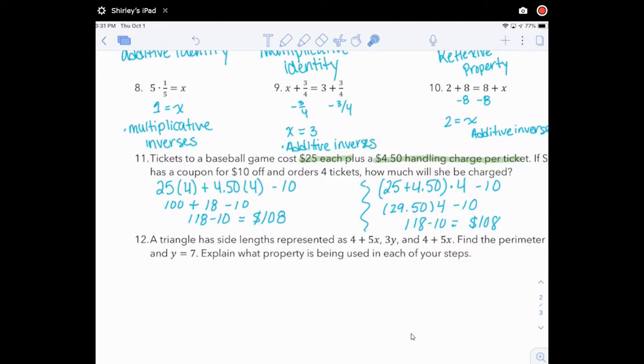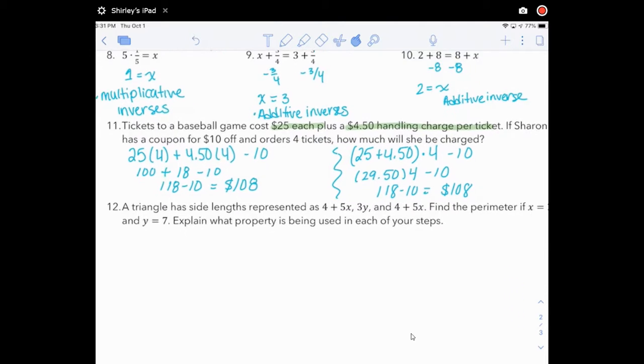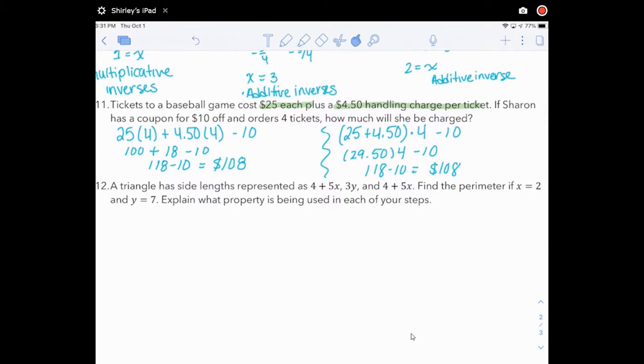Finally, we have question 12. We are going to write an expression, substitute some terms in, and find a final answer. So we have that a triangle has side lengths represented as 4 plus 5x, 3y, and 4 plus 5x. Find the perimeter if x equals 2 and y equals 7. Explain what property is being used in each of your steps.